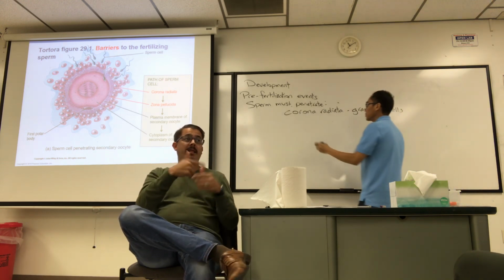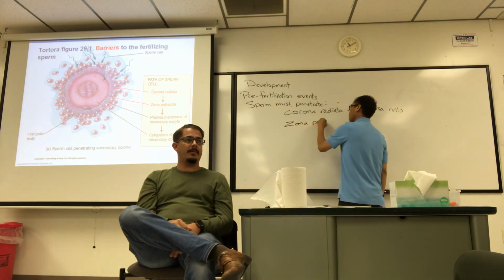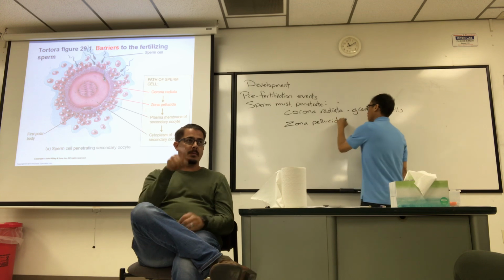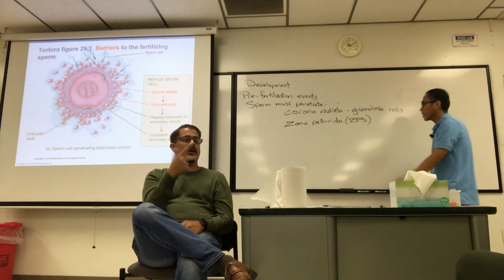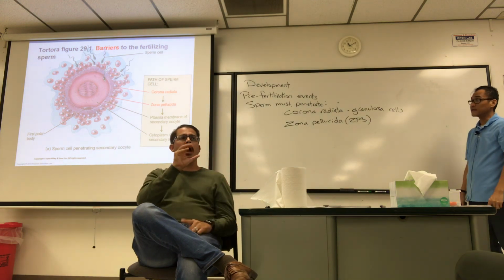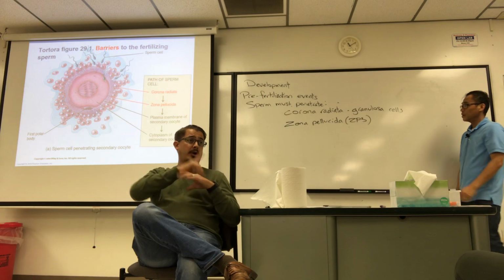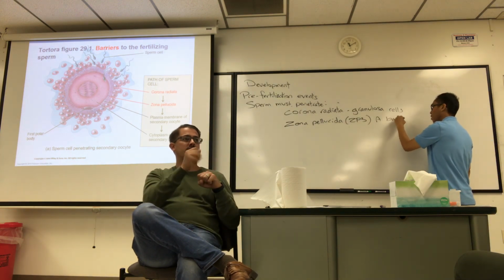And then there's the zona pellucida. I'll put in parentheses ZP3. When you contact that ZP3, it may trigger an acrosomal reaction. But think of it as a barrier you must penetrate. It's a glycoprotein eggshell barrier as well.